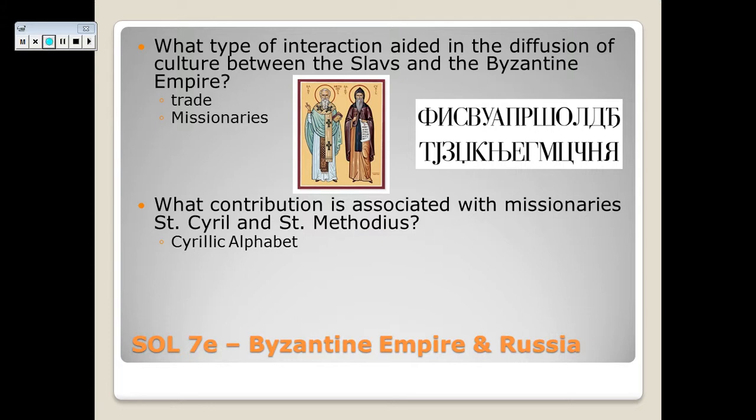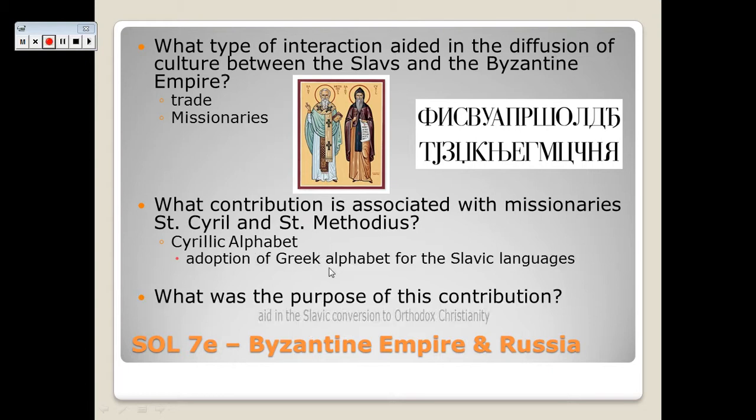Cyril and St. Methodius took the Greek alphabet and adapted it to fit the Slavic people's languages. And this eventually becomes the basis of what language Russia and a lot of those Eastern European, Western Asian languages are written in. The purpose of this contribution was to aid in the Slavic conversion to Orthodox Christianity by creating an alphabet that fit for them. They were able to make Bibles that they could read.